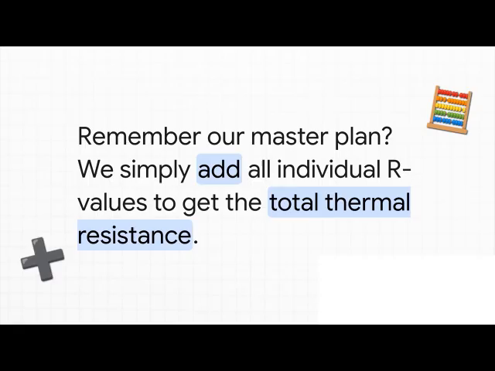Okay, it's time for step 2 of our plan. To find the total thermal resistance for the entire wall assembly, we just need to add up all of these individual R values. When we add up all those numbers from our list, the grand total comes to 21.96. This is our total R value for the whole wall. And just so you know, an R value over 20 is really pretty good, so this is a well-insulated wall.